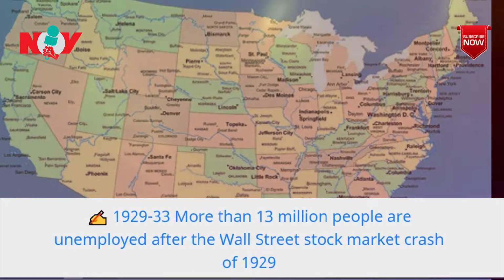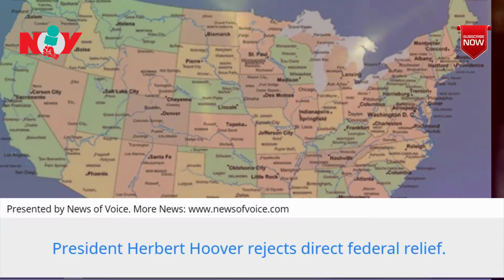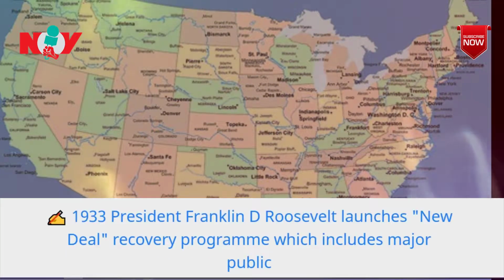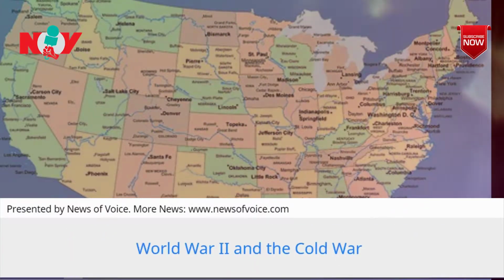1929–33: More than 13 million people are unemployed after the Wall Street stock market crash of 1929 triggers the Great Depression. President Herbert Hoover rejects direct federal relief. 1933: President Franklin D. Roosevelt launches New Deal recovery program which includes major public works. Sale of alcohol resumes. World War II and the Cold War.